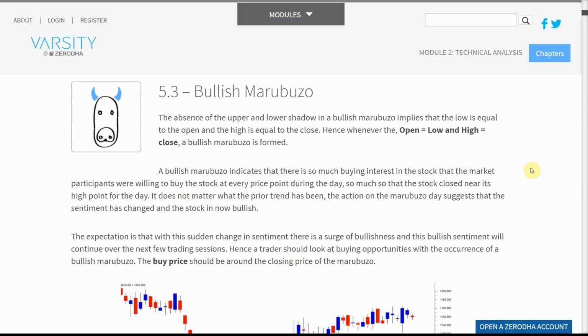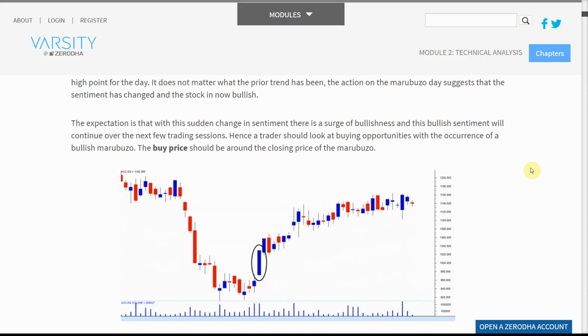It does not matter what the prior trend has been. The action on the Marui BOSU day suggests that the sentiment has changed in the stock and is now bullish. The expectation is that with this sudden change in sentiment there is a surge of bullishness and this bullish sentiment will continue over the next few trading sessions. Hence, a trader should look at buying opportunities with the occurrence of a bullish Marui BOSU. The buy price should be around the closing price of the Marui BOSU.